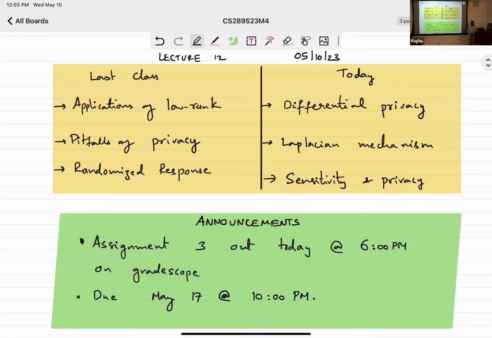So you're just trying to collect some survey data where the database just contains things which are 0 or 1, and you want to release the mean. And what we're going to do today is start the study of one of the more well-defined models of privacy, which is differential privacy, and which is perhaps the most promising approach to privacy that we currently have, and discuss some algorithms that are used there.